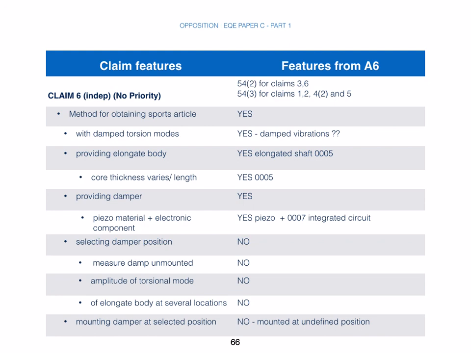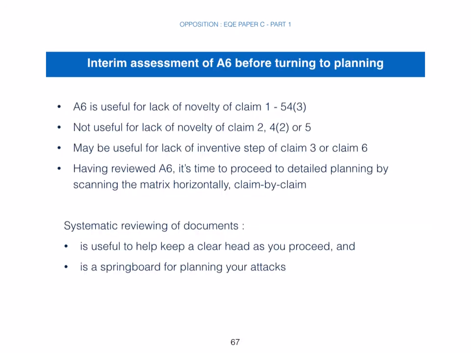Let's make an assessment of Annex 6's usefulness at this stage. Annex 6 is useful for lack of novelty of Claim 1, Article 54(3). Annex 6 is not useful for lack of novelty of Claim 2, Claim 4.2, or Claim 5. Annex 6 may be useful for lack of inventive step of Claim 3 or Claim 6.